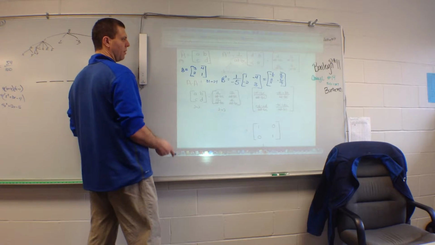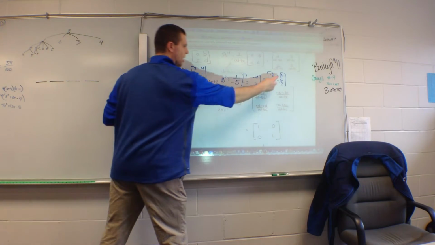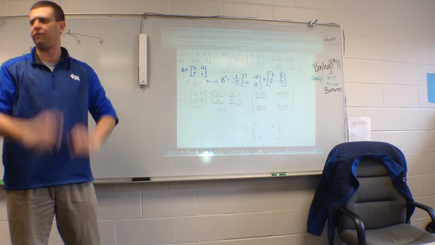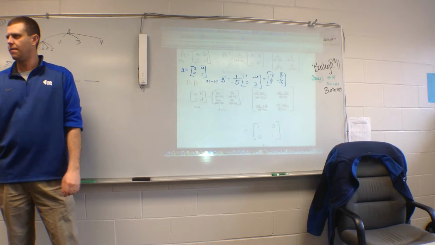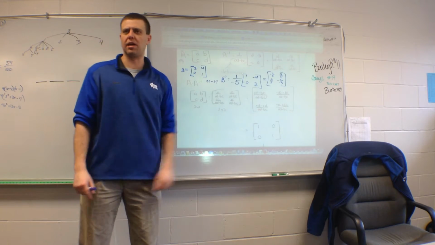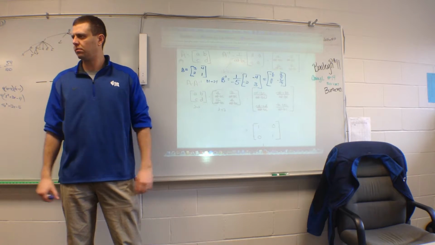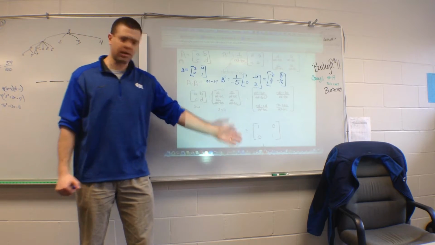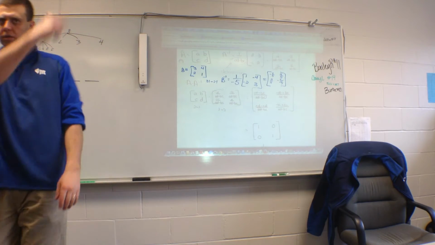If I would say, prove to me that this matrix and this matrix are inverses of each other, well, if you want to prove to me that two matrices are inverses of each other, just multiply them together. What should you get? The identity matrix. Okay? 1, 0, 0, 1.